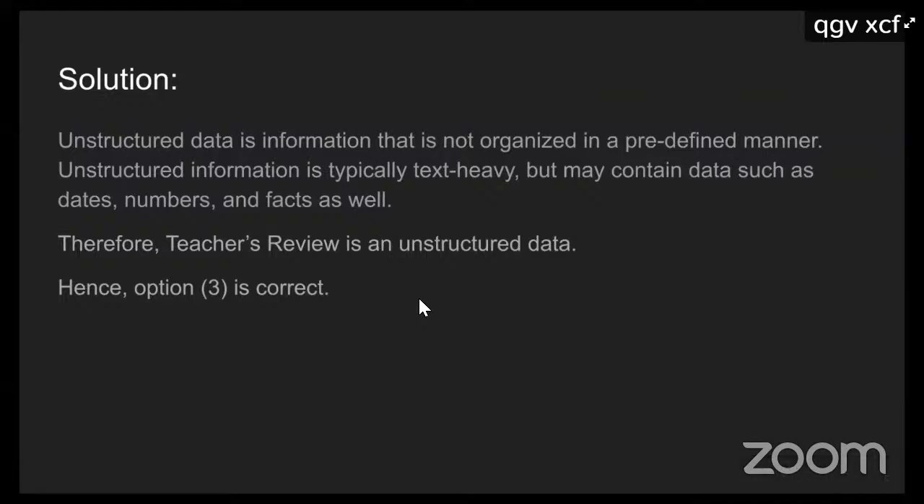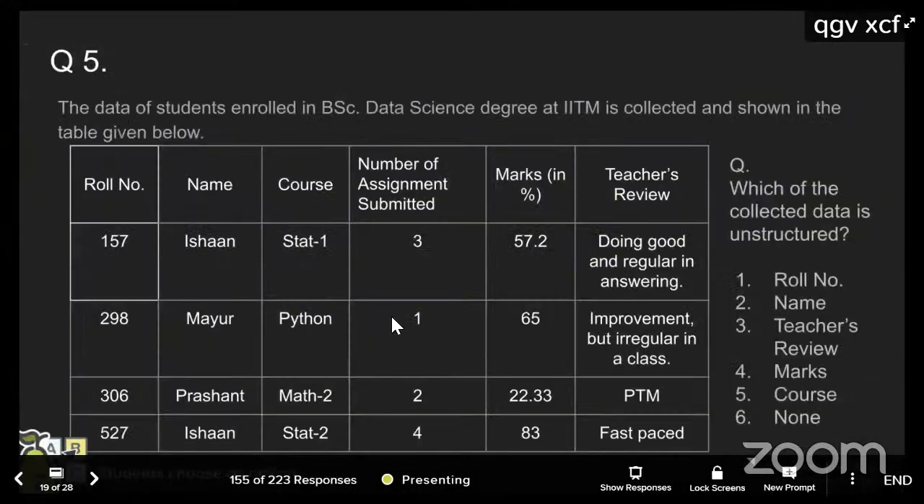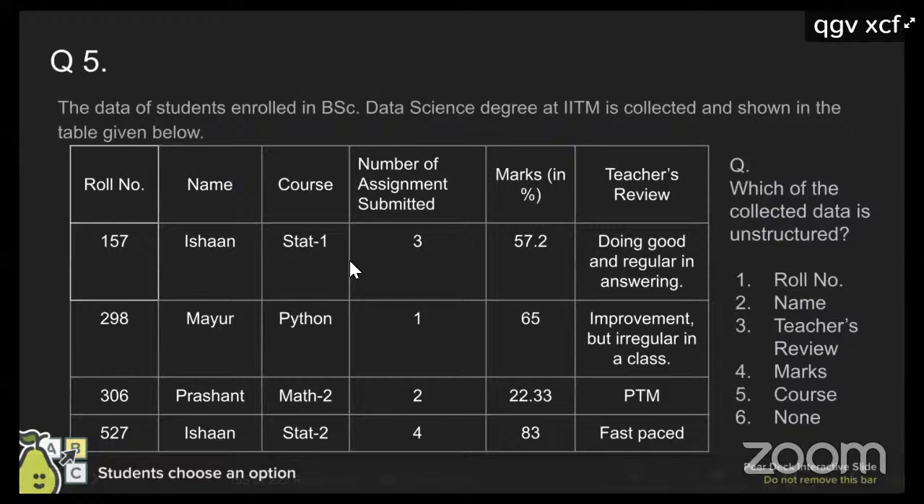And what do you mean by predefined here? Predefined means it's already defined. Course is Stats 1, Python, Math 2, and Stats 2. Number of assignments can be 3, 1, 2, 4. It's predefined. It can be any number between 1 to 10, suppose. But teachers review you can't define. Suppose students feedback you cannot define, right? It can be anything, right?